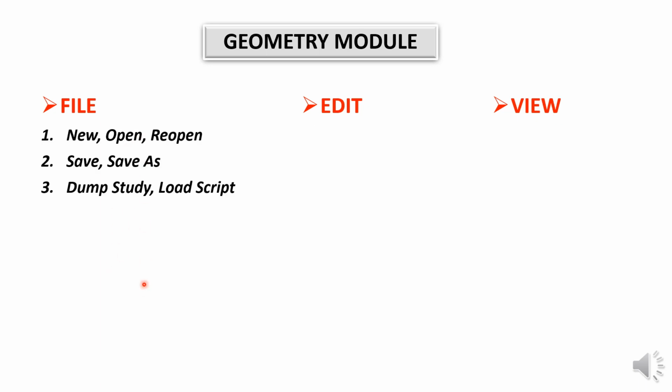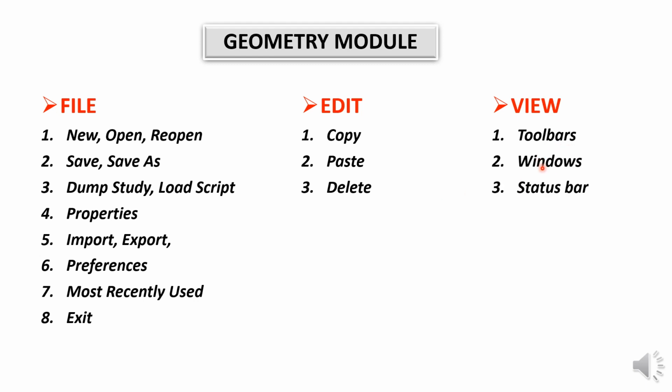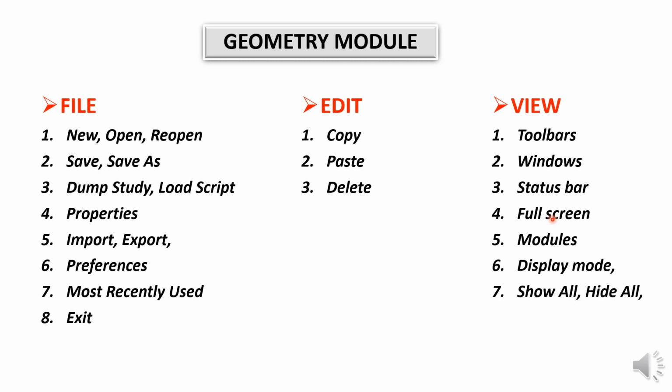This is part 1 in the geometry module, and these are the 3 topics I am going to cover in this video. The file menu contains options related to file management and operations. The edit menu contains options related to editing and manipulating the geometrical model. And view contains options for controlling the display and visualization of the geometry. And these are the common functions found in the file menu bar.